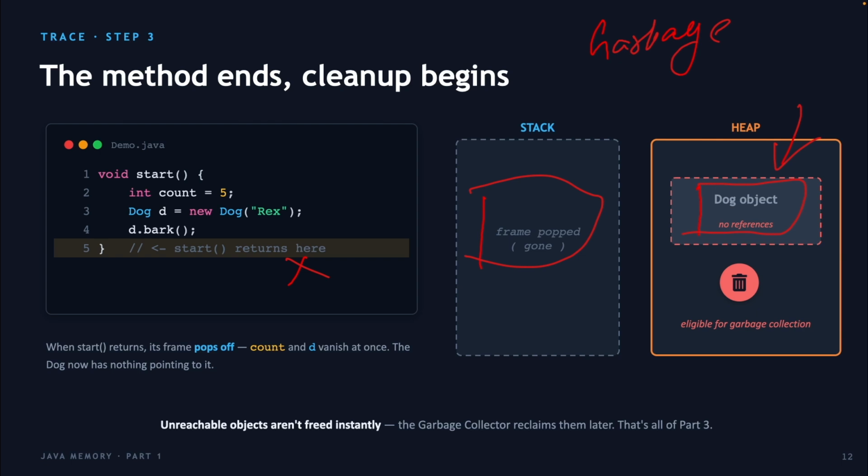It only becomes eligible for garbage collection, since no one is referencing it. Later the garbage collector will run, find objects that can no longer be reached, and reclaim that memory. So the stack cleans up instantly when a method returns. The heap is cleaned up later by the garbage collector. We will see this in detail in other parts of our videos.